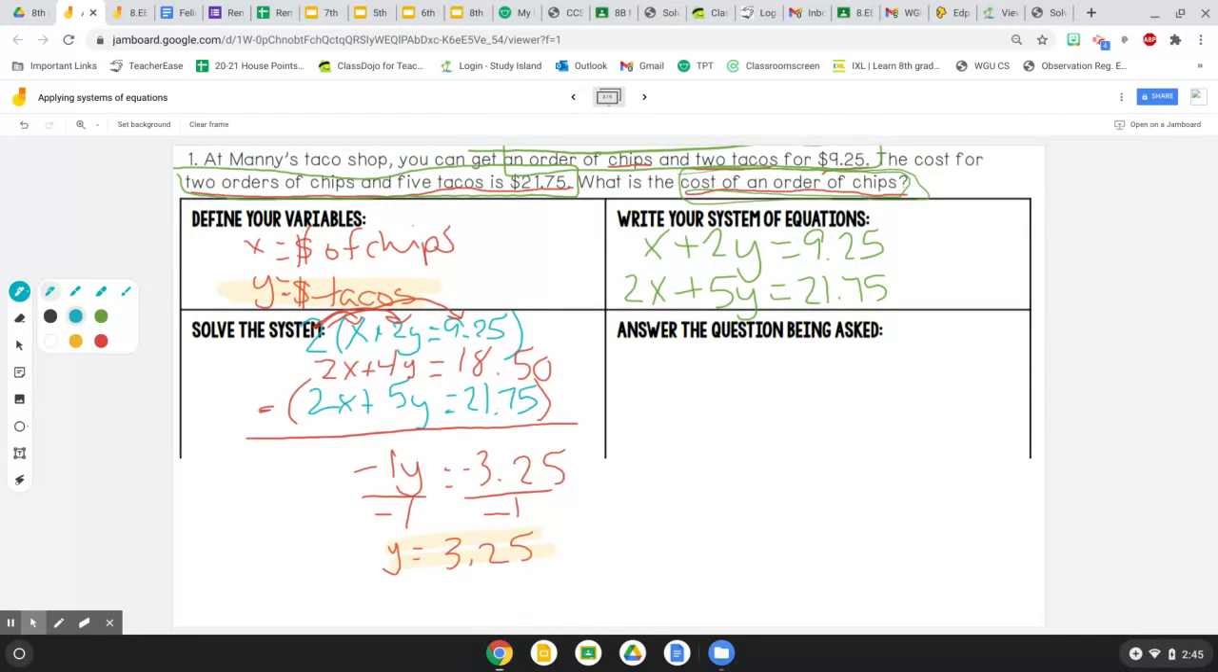I'm going to go to one of my original equations. I'm going to use that top equation just because it seems a little more simple to me. So I have X plus 2 times Y, which in this case I know is 325, is equal to 925.